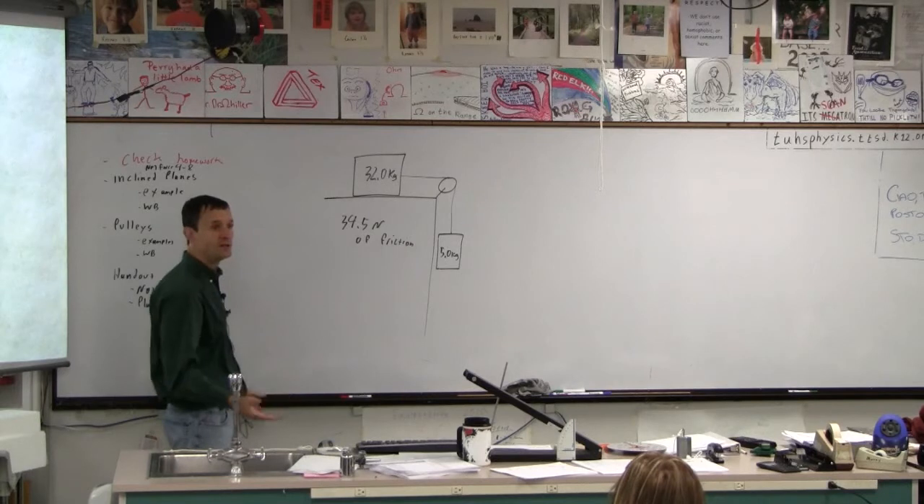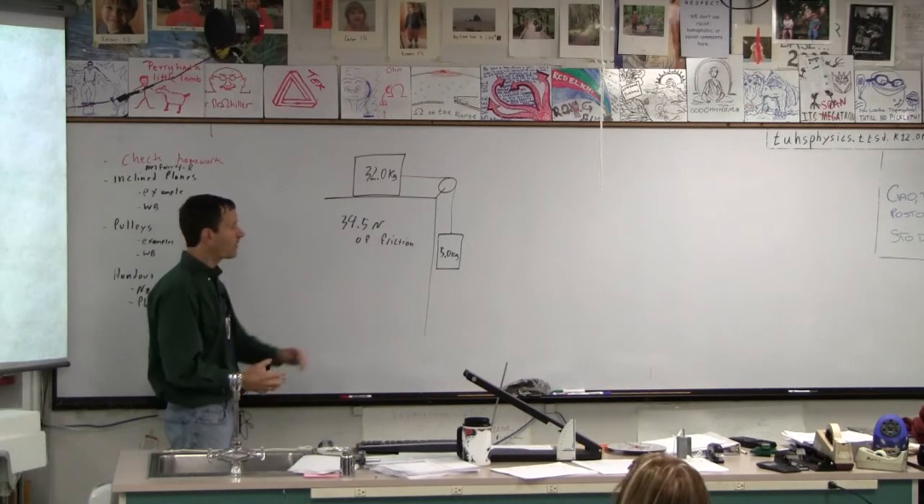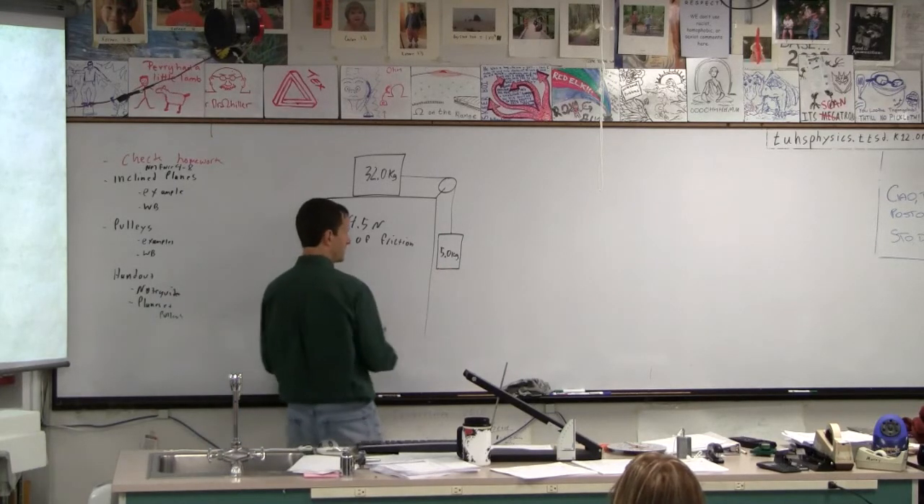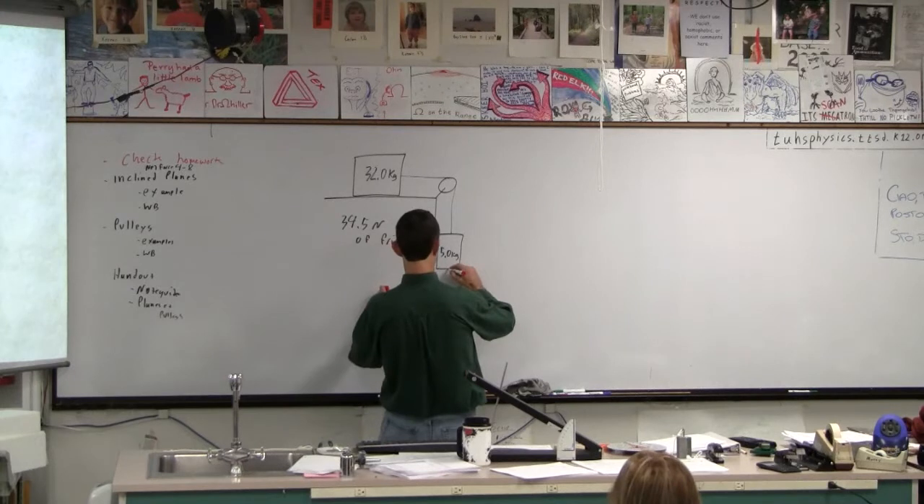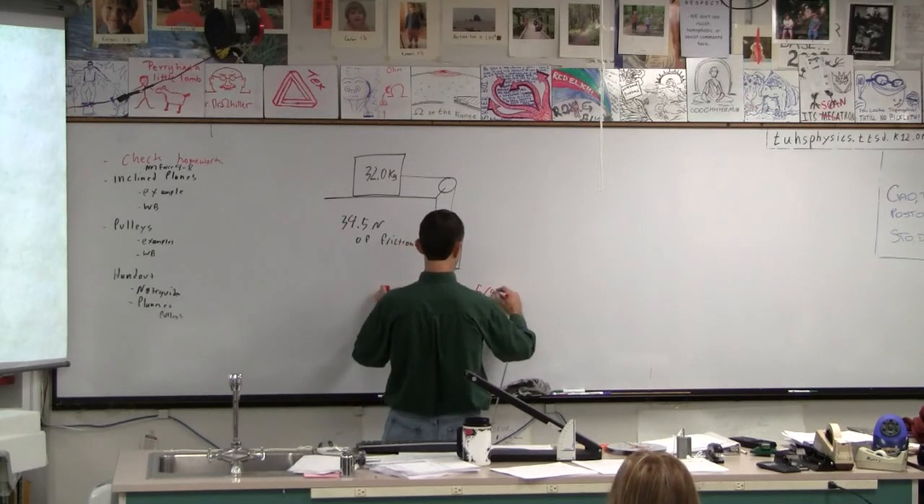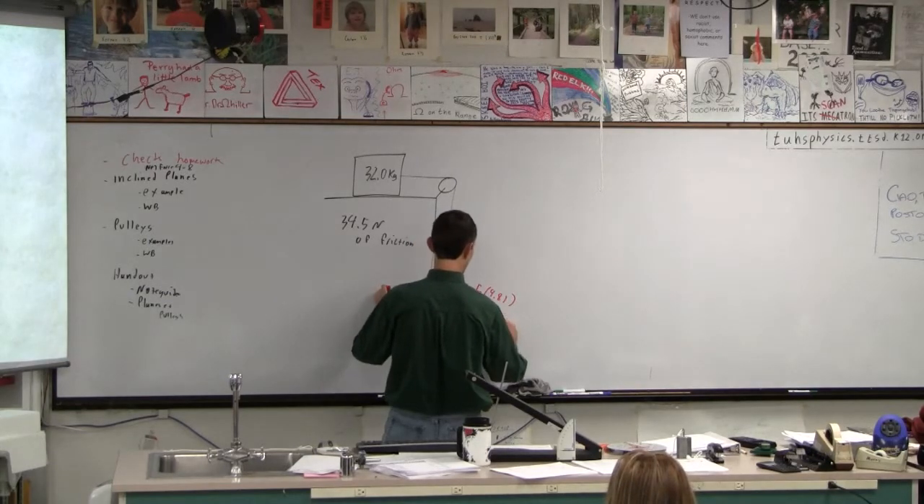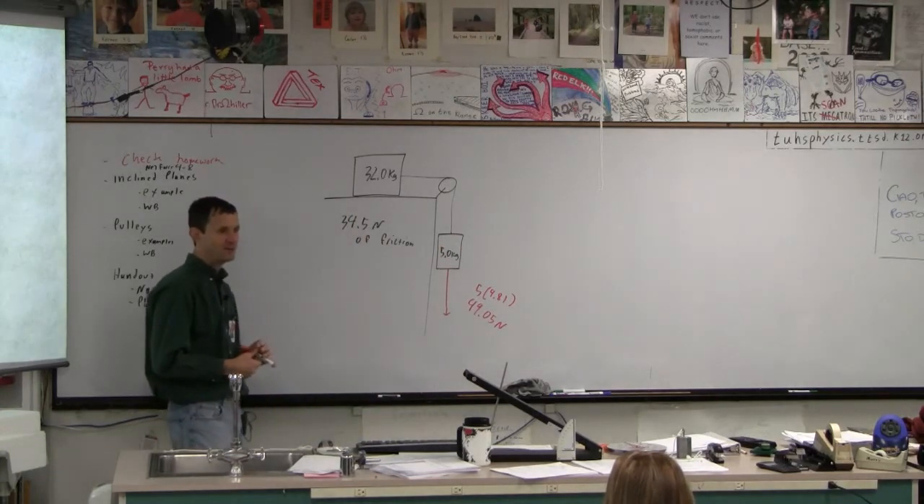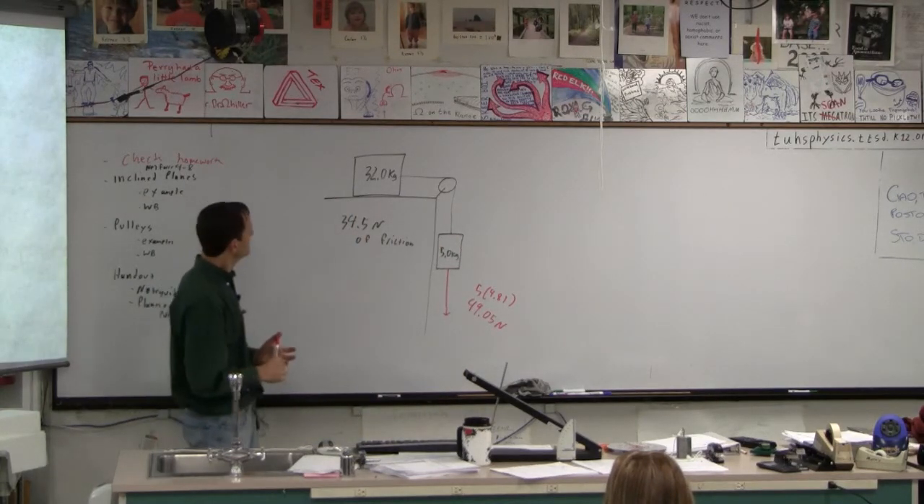Okay, so what do we need to do? What do we need to calculate? Do we probably need to calculate the weight of this guy? Yeah, I think so. So let's do that. Definitely there's a downward force of gravity on this guy, and that's going to be 5 times 9.81, which is 49.05 newtons. I'm really good at multiplying 5 by 9.81. It's one of my specialities.